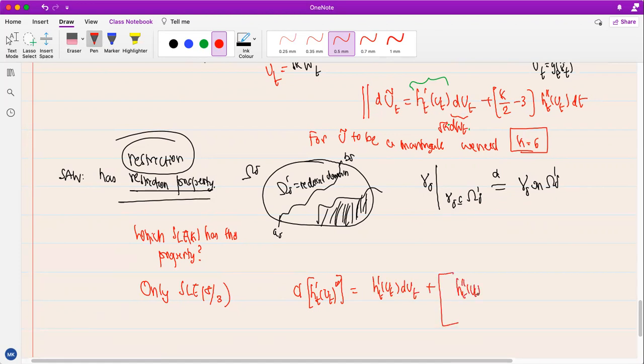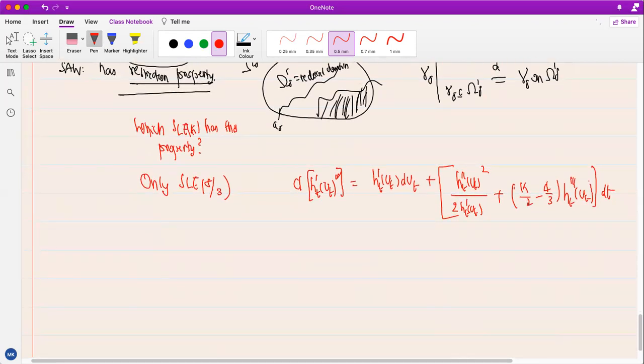h_t'' of U_t squared. I'm just copying from a piece of paper I have here. But just to show you, there is some (kappa over 2 minus 4 by 3) times h_t''' of U_t dt. So there is this. Because of that, you see, this vanishes when kappa is 8/3. That is how this comes.